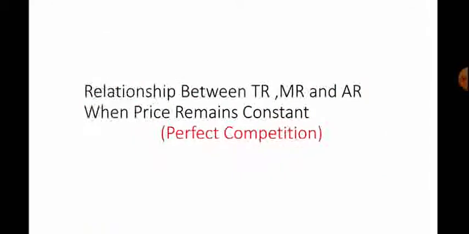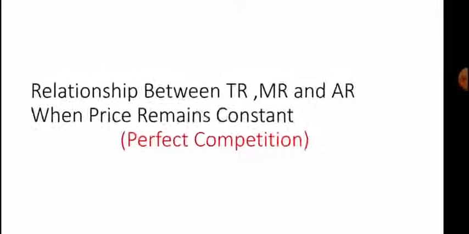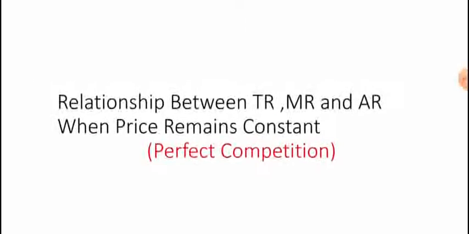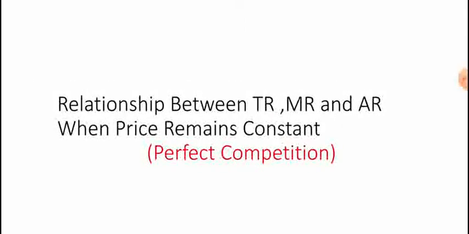Now, the relationship between TR, MR and AR when price remains constant. Dear students, there are two types of market forms. One is perfect competition, second is imperfect competition. Perfect competition is a market form where the price level remains unchanged, meaning a seller can sell whatever quantity he wishes to sell but only at the constant price level. ये होता है perfect competition.